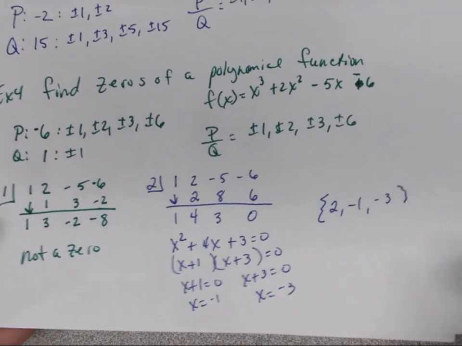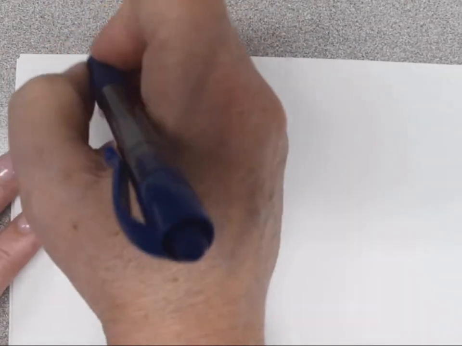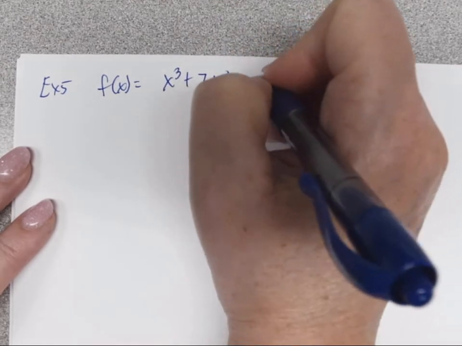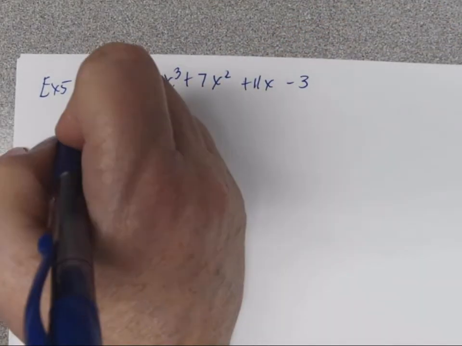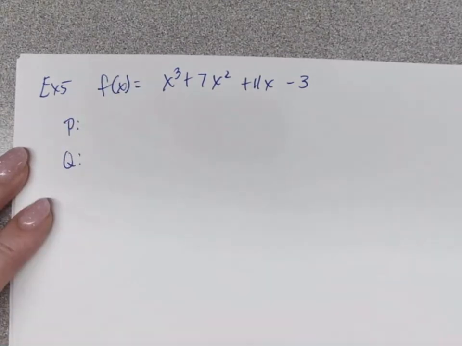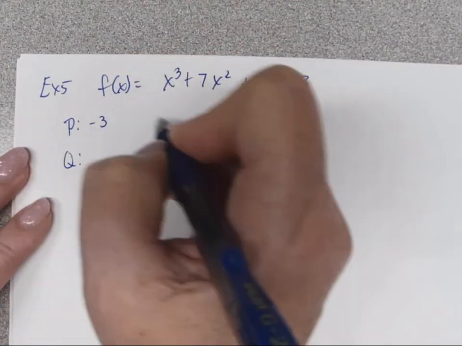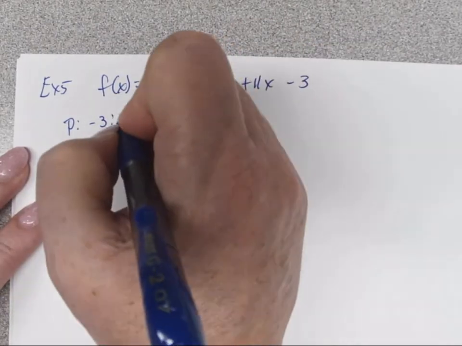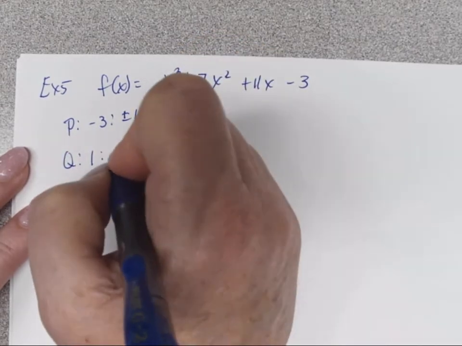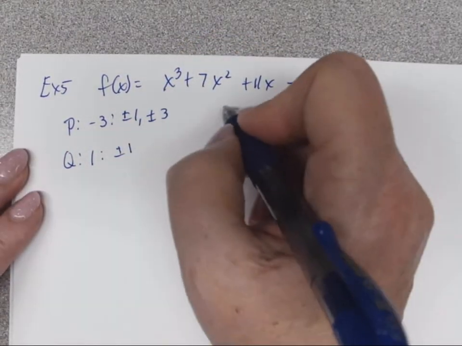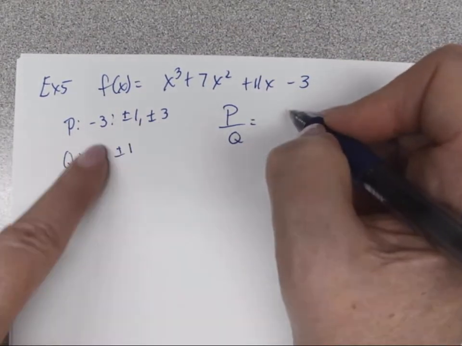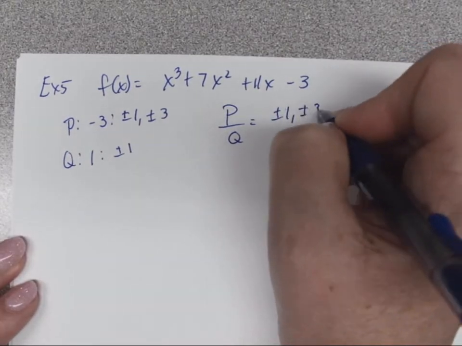All right, let's go look at another example. So we're going to look at example 5. So f of x equals x cubed plus 7x squared plus 11x minus 3. So again, we're looking at p and q. So p is going to be -3 and q is 1. So this will be plus or minus 1, plus or minus 3, and plus or minus 1. So our p over q is going to be a very short list. This would be all over just the 1, so plus or minus 1 and plus or minus 3.